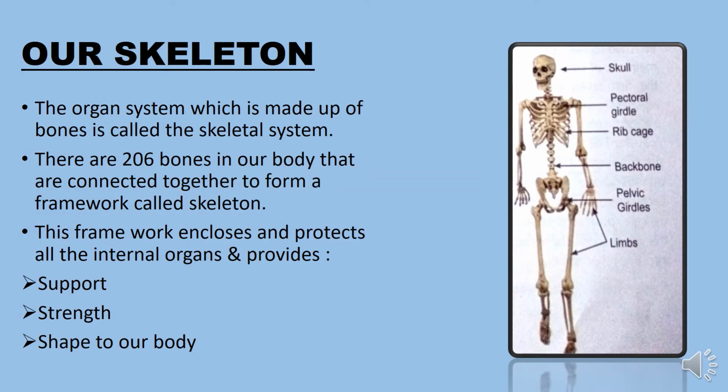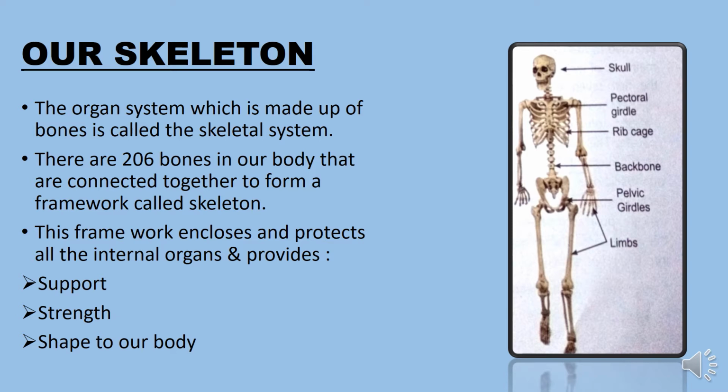Basically, first of all, we need to know what our skeleton is made up of. We all know that our body is made up of bones, and this organ system which consists of bones is called the skeletal system. There are 206 bones in our body that are connected together and form a framework called skeleton.